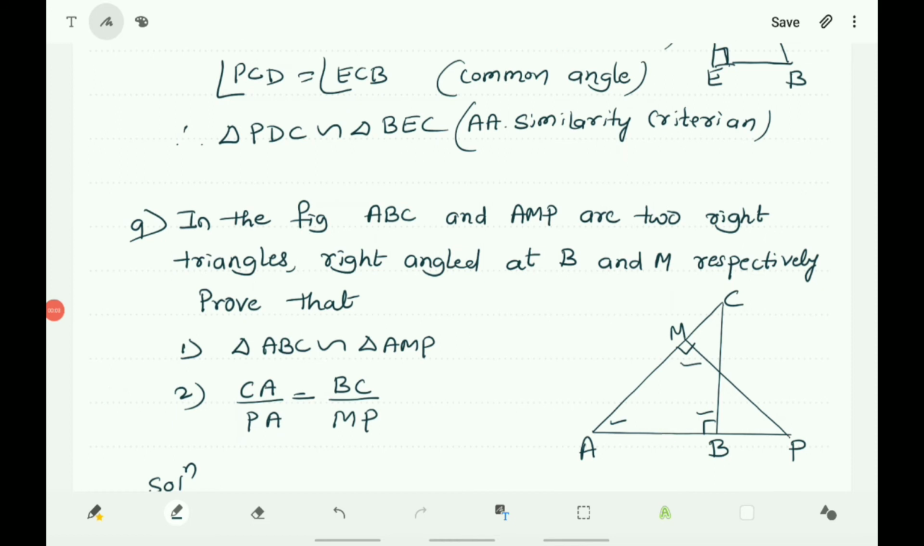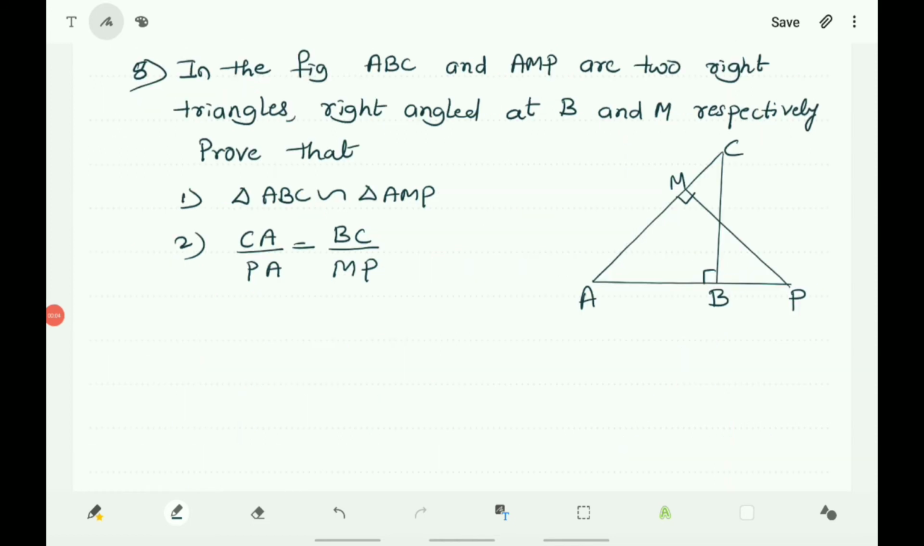Take question number 9. The question is, in the figure ABC and AMP are two right triangles, right angled at B and M respectively. Prove that, first one, triangle ABC is similar to triangle AMP. Second one, prove CA by PA is equal to BC by MP. Here we have to prove two things. One is that triangle ABC is similar to triangle AMP. Second, that CA by PA is equal to BC by MP.